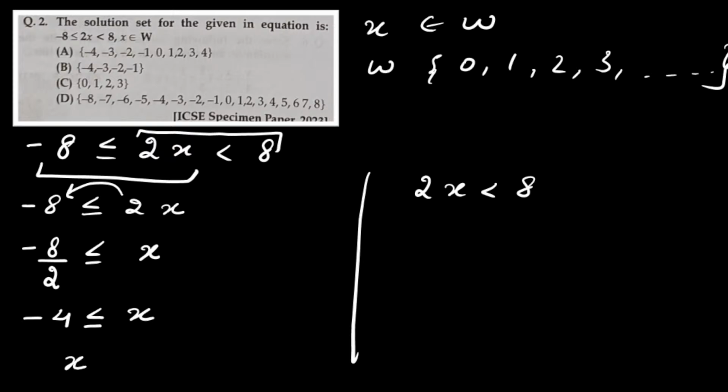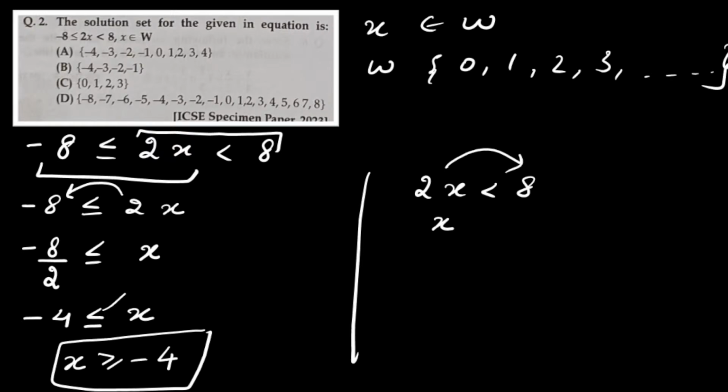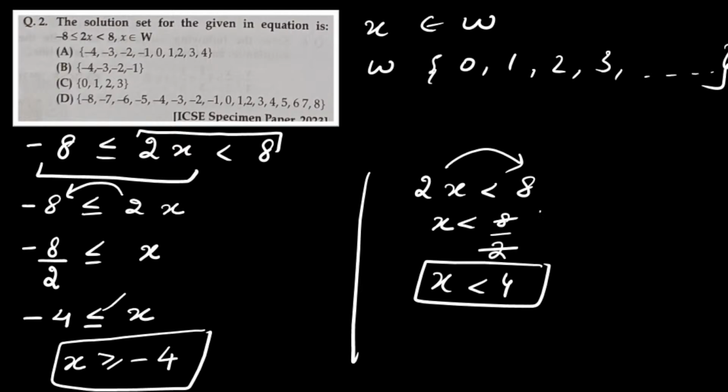We can also write it in this way, because see the open mouth of this inequality: x is greater than equal to minus 4. This is the first solution. For the second one, let's shift 2 to the other side. When I shift 2 to the other side, it will get divided, so we'll get x is less than 4. So two conditions on x we have gotten here.